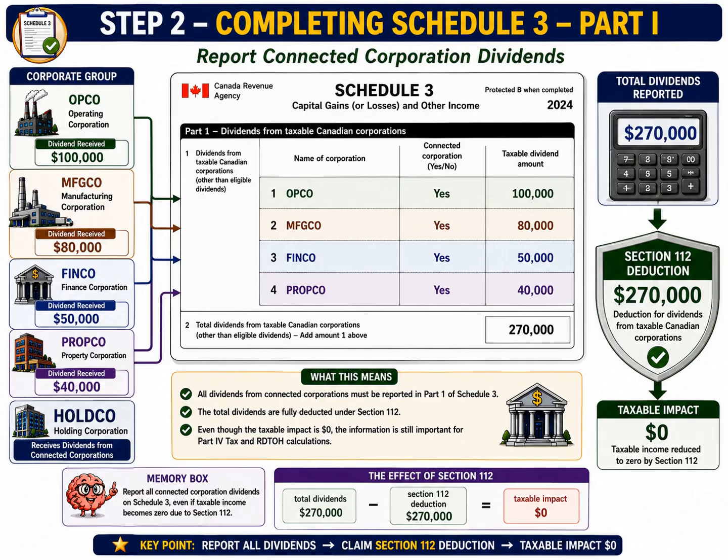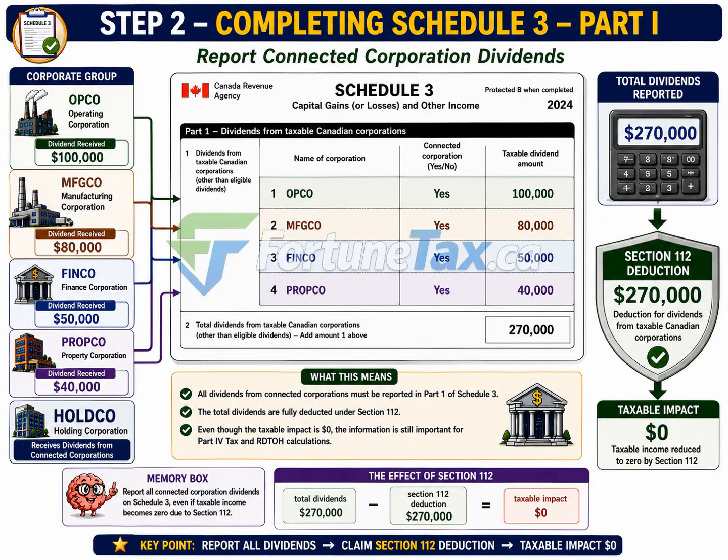This creates a complete record of all intercorporate dividends flowing into Holdco during the year. When we total the dividends from all 4 corporations, the result is $270,000. That amount is reported as the total dividends received from taxable Canadian corporations. At this point, many students become concerned because it appears that Holdco has earned $270,000 of additional income. But this is where Section 112 becomes important.